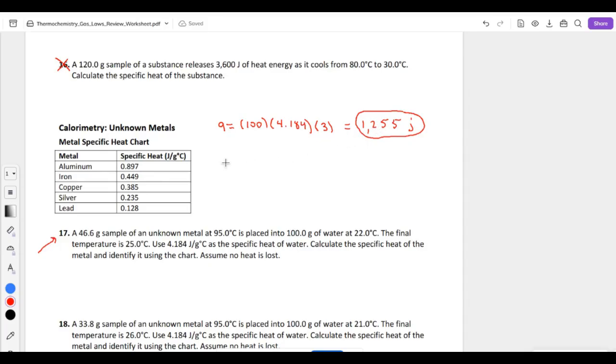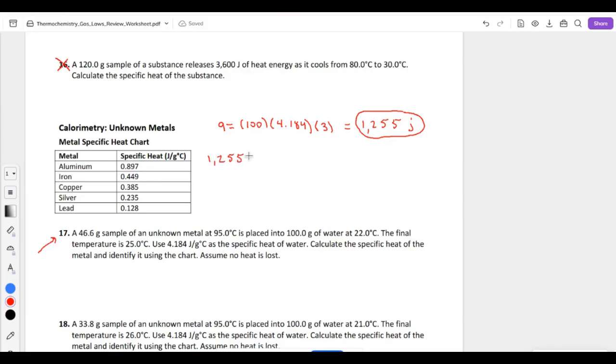So now we're going to solve for the specific heat of the metal. So we're going to solve for C in our equation, Q equals mc delta T. We got Q. This is the amount of energy that the hot metal had, because that's the same amount of energy that the water gained.